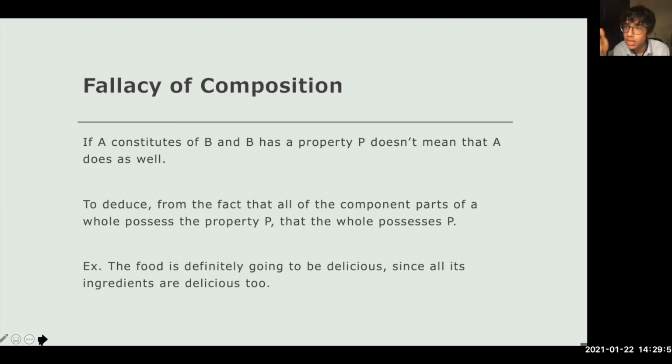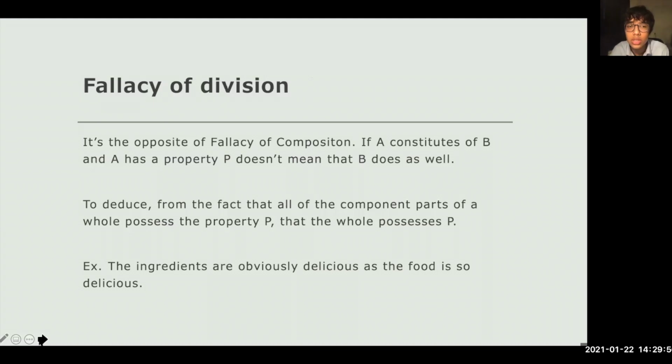That's fallacious. The ingredients could be delicious, but the food as a whole could not be. Fallacy of division is the opposite of the fallacy of composition. So if A consists of B and has a property P, that doesn't mean its subparts have it as well. If the whole has a property, it doesn't mean its ingredients and subparts have those properties as well. To deduce from the fact that the whole possesses P that all its component parts possess P as well. The ingredients are obviously delicious as the food is so delicious, right? Now it's like the reverse of the fallacy of composition, but again, for the same reason, it's wrong.